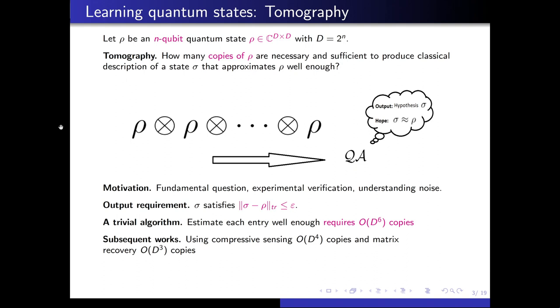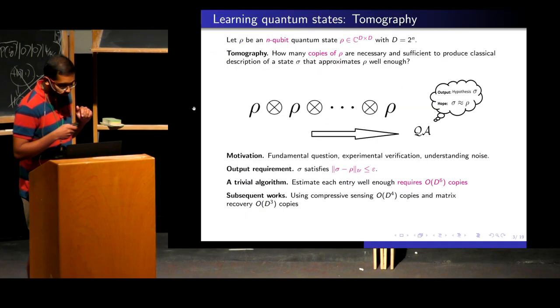Good. When I mention these things, I assume epsilon to be a constant, but I'll get to it in a second. Still, fundamentally, you know that rho just has d square entries in it, and you would expect the right answer should be d square. But for a very long time, the best algorithm we had was d cube.